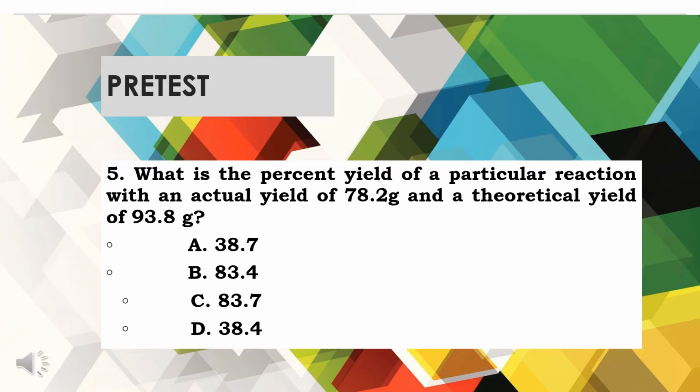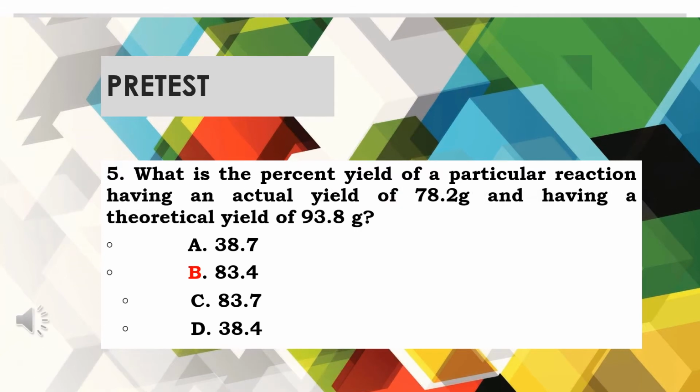Number 5. What is the percent yield of a particular reaction with an actual yield of 78.2 grams and a theoretical yield of 93.8 grams? A. 38.7, B. 83.4, C. 83.7, or D. 38.4. The answer is letter B.